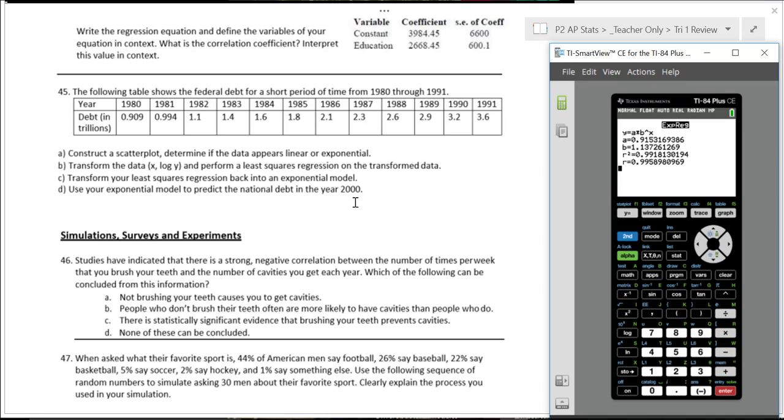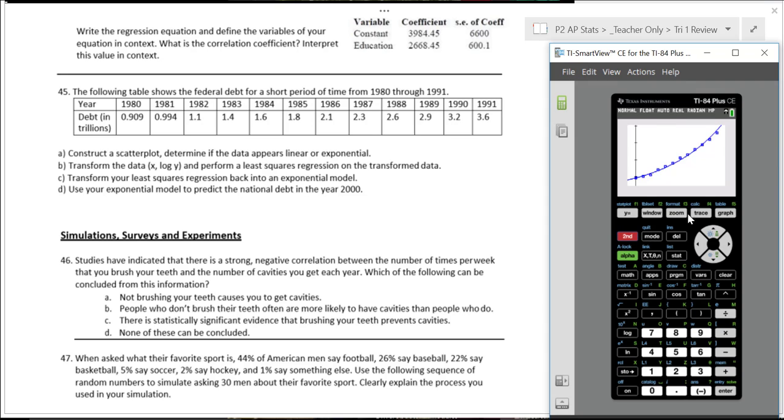And then for the exponential model to predict debt in the year 2000, what you can actually do is go back to that exponential regression, and we can store this regression. If you click on vars and then click on yvars, I can actually store this into my y equals, my y1. So then when I go here, it's going to be there. Let's do zoom stat. Here it is. Oh, look, that fits much nicer.